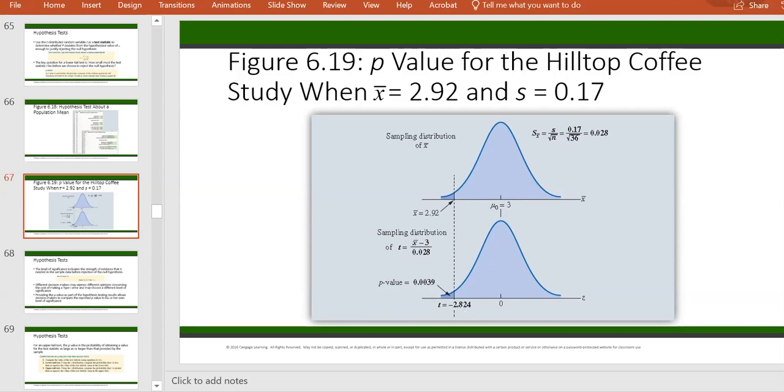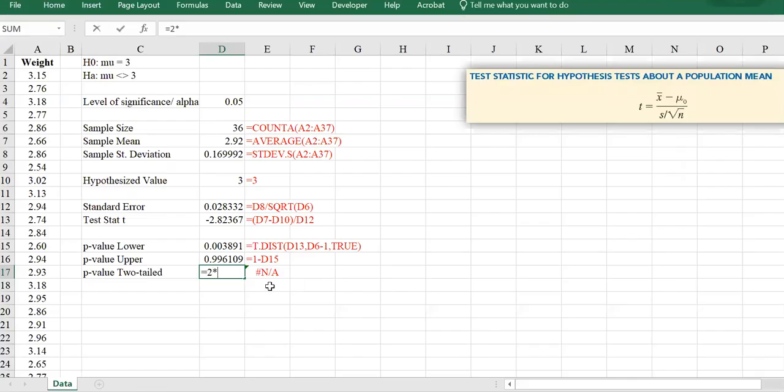So the p-value two-tailed is going to be 2 times the p-value lower tail in this case, because the test statistic is negative. If the test statistic was positive, you should have multiplied by the p-value upper tail. But just to be safe, in general, I'm going to take the minimum of these two and multiply it by 2, and that way we can get the p-value two-tailed, regardless of the sign of the test statistic.